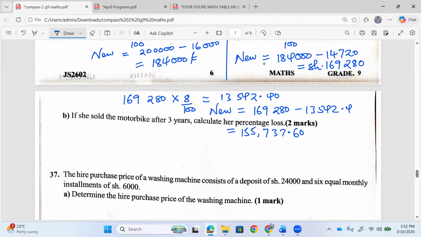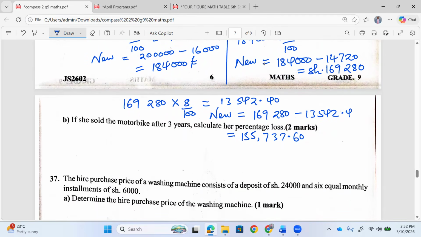Then now, she decided to make a sale. This is Maria. She decided to sell it. So the loss shall be buying price minus the selling price, because this is the selling price. This is the price of the motorcycle. Therefore, the loss shall be 44,262.4. That is the loss she has incurred.